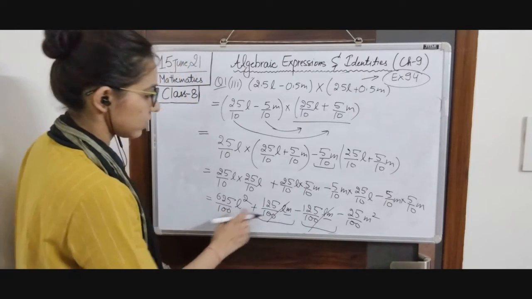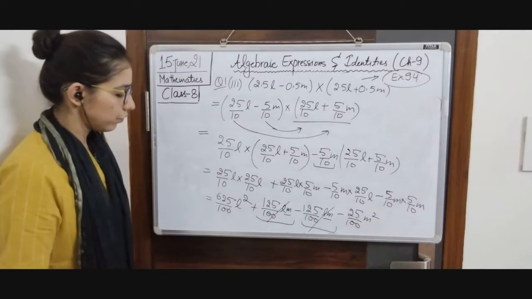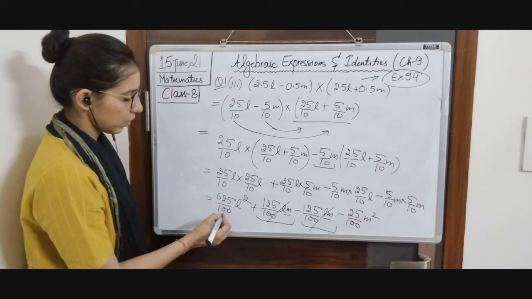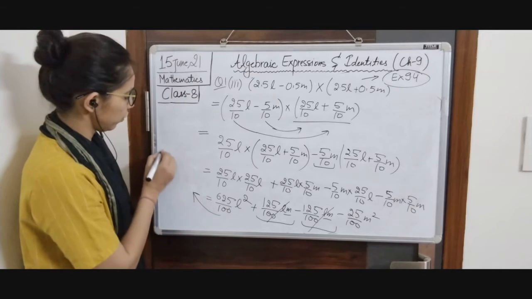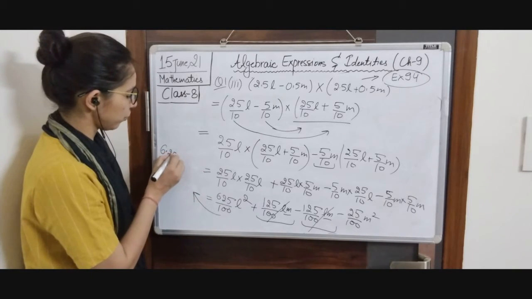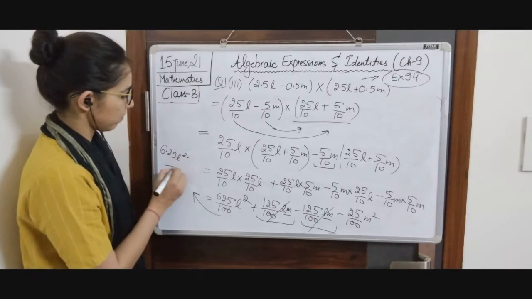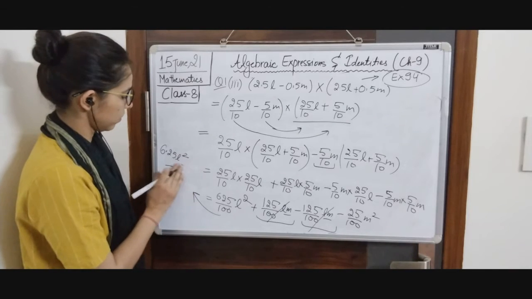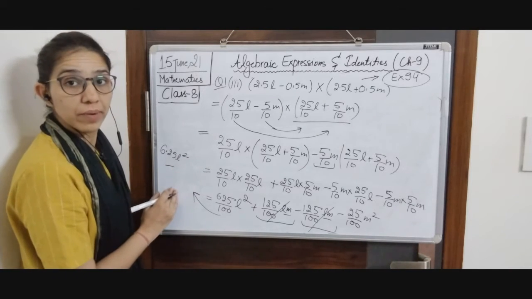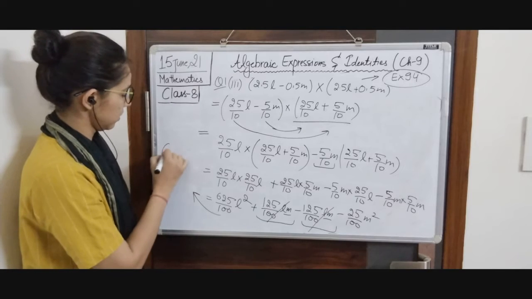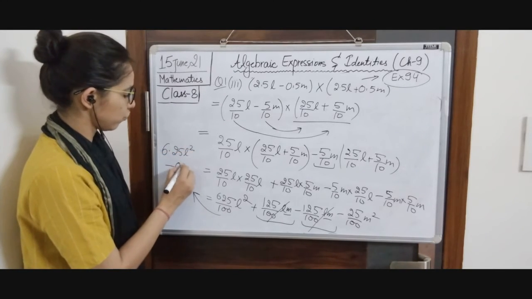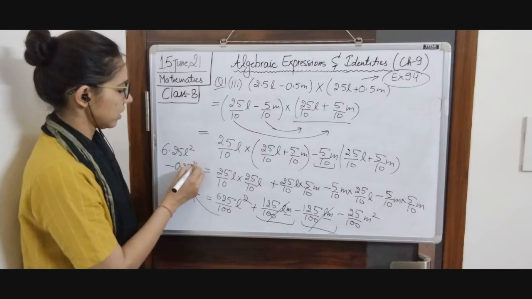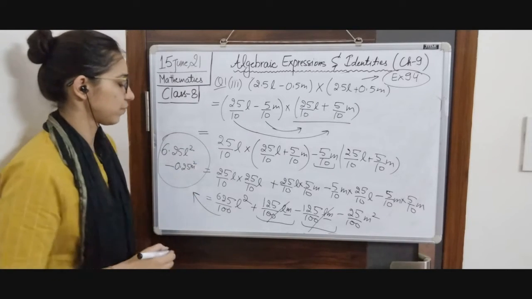We are left with this and this part. We are going to use this numbers to put decimals in this number, and we are going to be left with 6.25 L square minus 0.25 m square. This is going to be our answer.